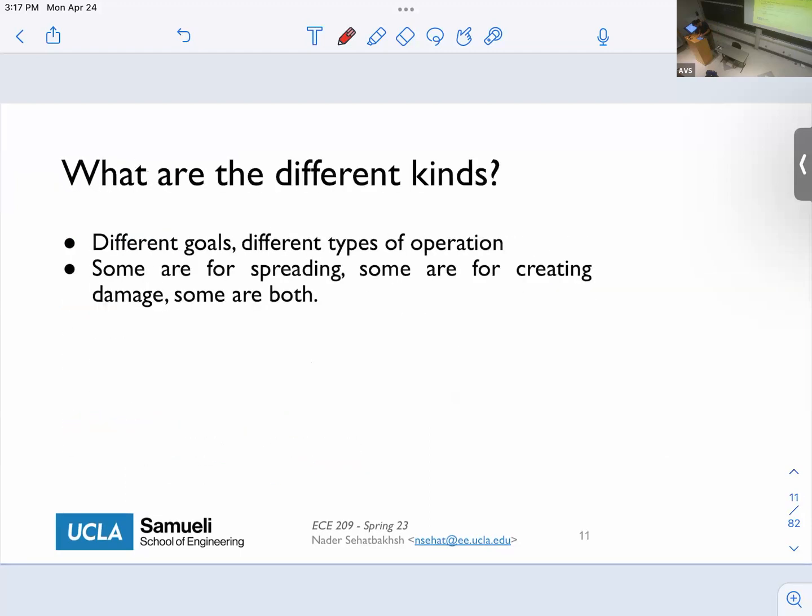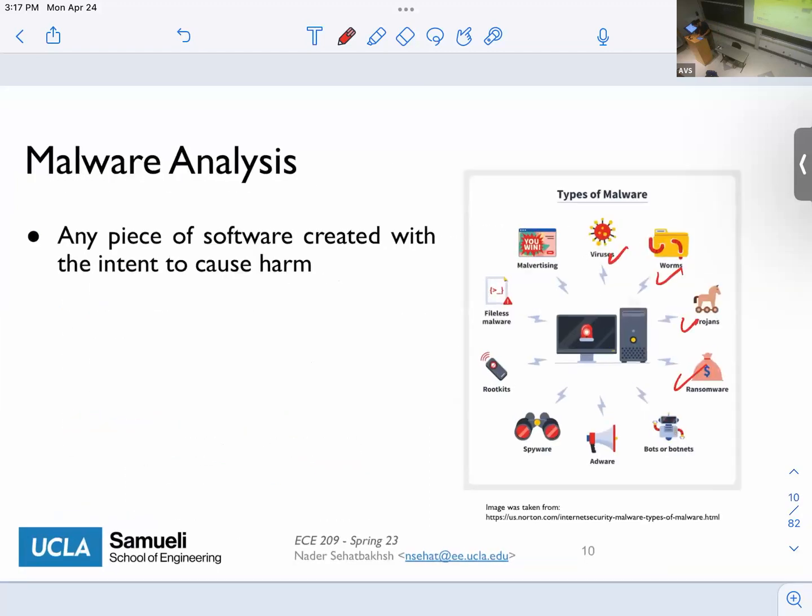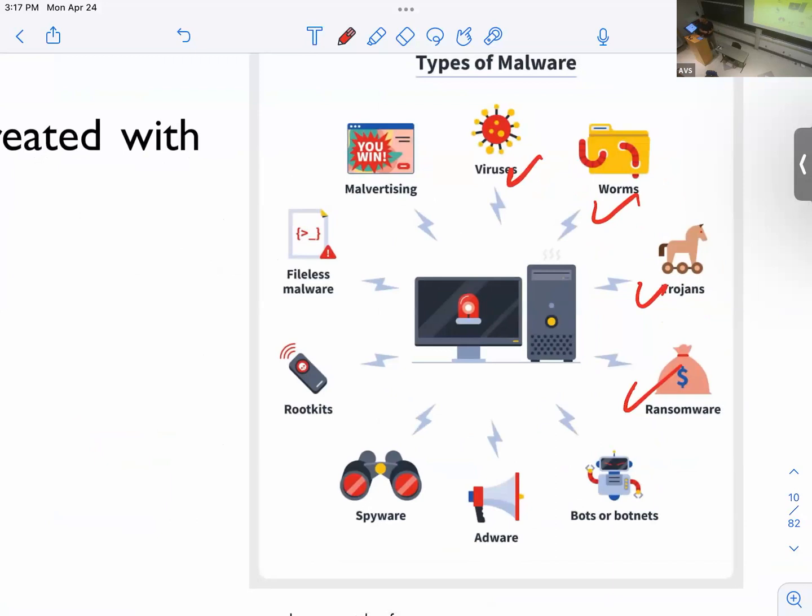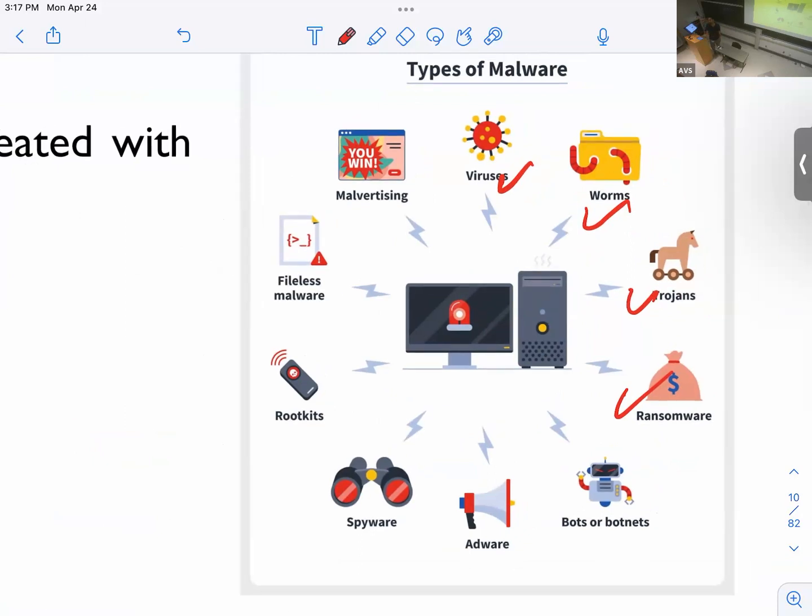Let me go back to this picture here. We talked about viruses, worms, Trojans, ransomware, botnets, adware and malvertising, spyware, rootkits, and fileless malware. Any questions about any of these types of malware?